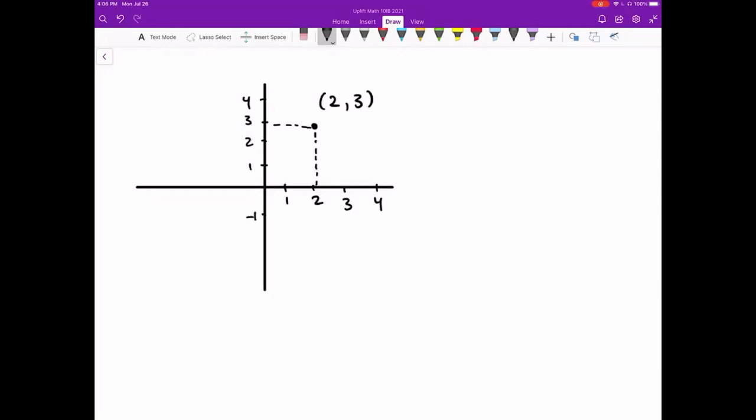For example, if we have a point right here, then we first label the x coordinate, which is 3. Then we label the y coordinate, which is negative 2.